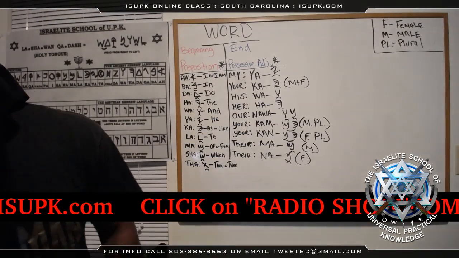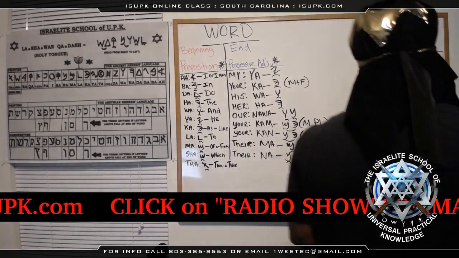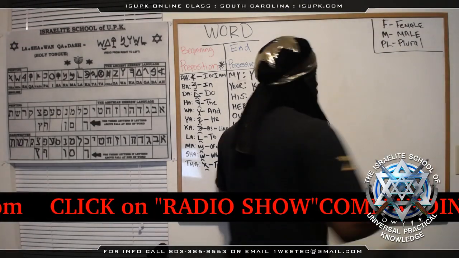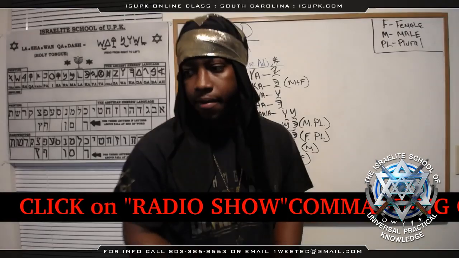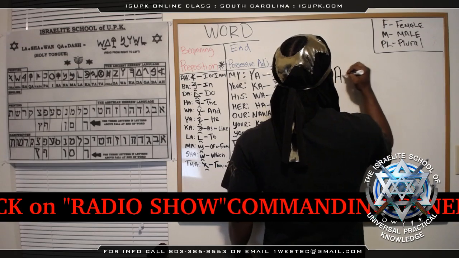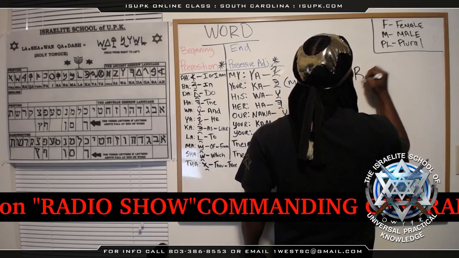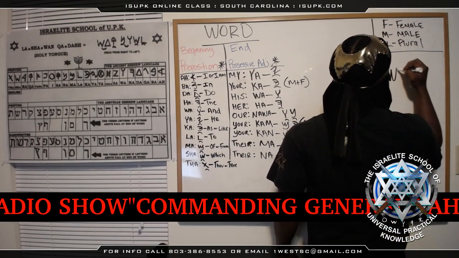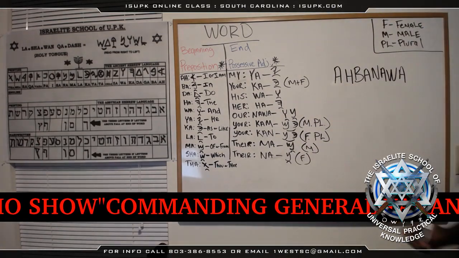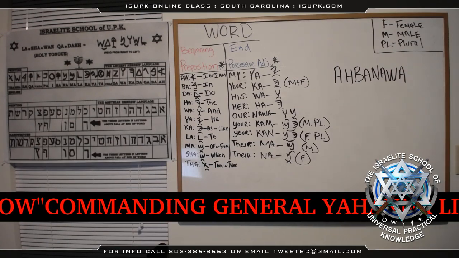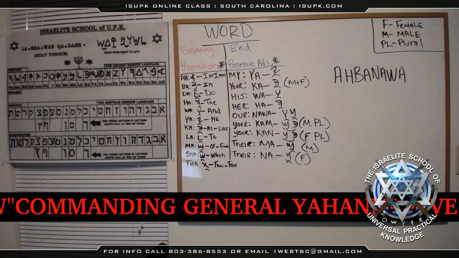So now let's break it down. Let's do the Lord's Prayer, right? The Lord's Prayer starts off with what? A, ba, na, wa. Abanawa. It's the first word in the Lord's Prayer.